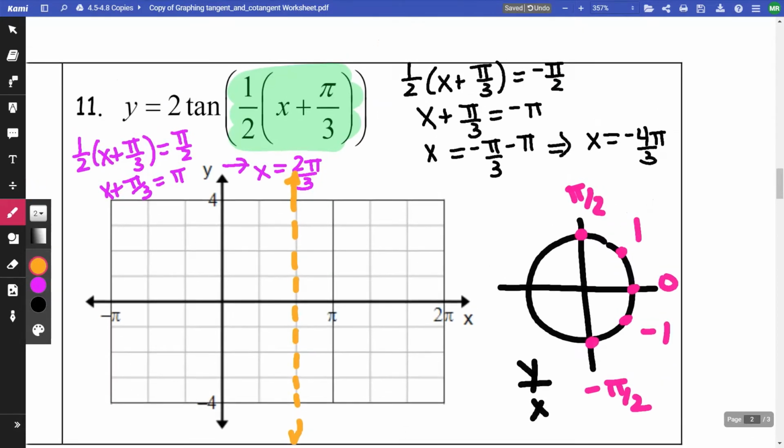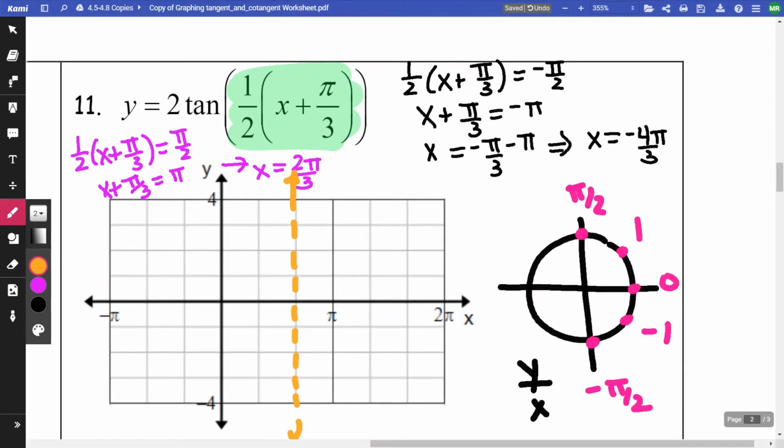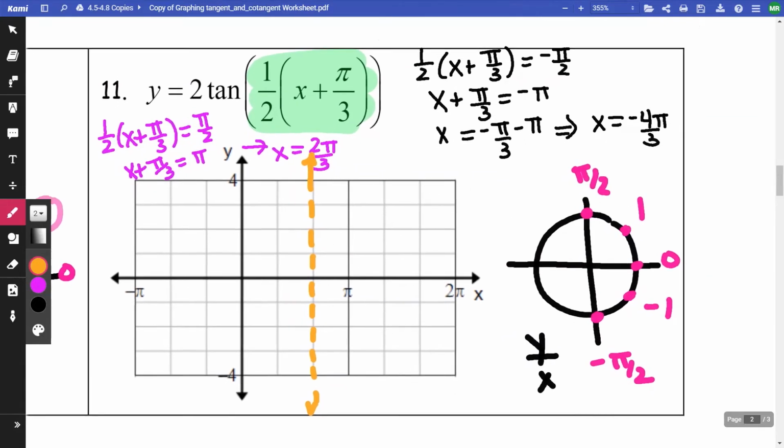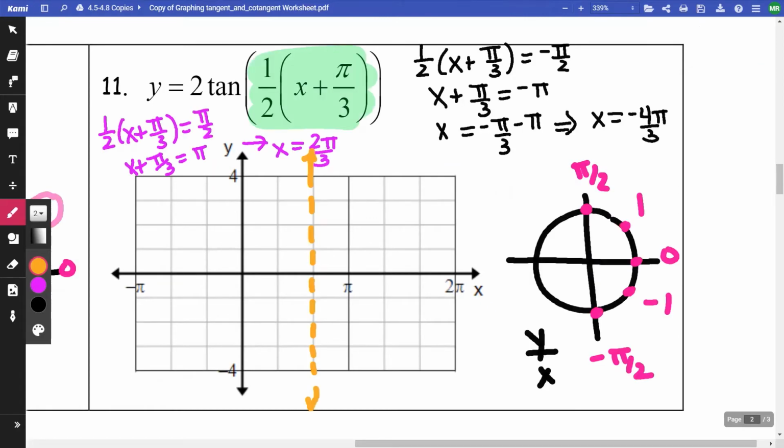Let's see, did I do my math right here? Negative pi minusing a pi third, so that's a 3 pi thirds. Yeah, I get a negative 4 pi thirds. So negative 4 pi thirds would be, if I draw it, over here.